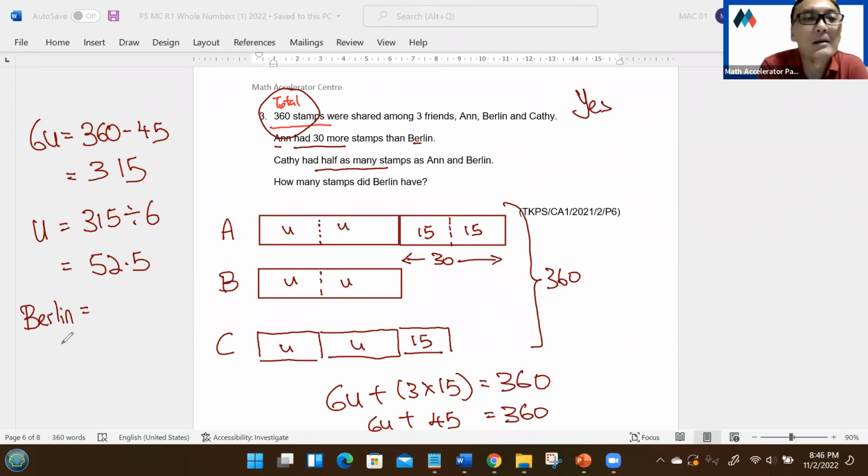Okay, right. Berlin has 2 units. If one unit is 52.5, therefore we take 52.5 times 2. And we have arrived at 105. So this is the final answer. How many of you have 105 as well? So that would be the answer. Okay, if you have, very good, you can type me 3. This was question 3.